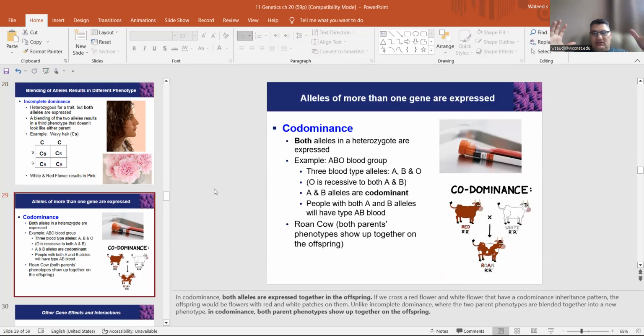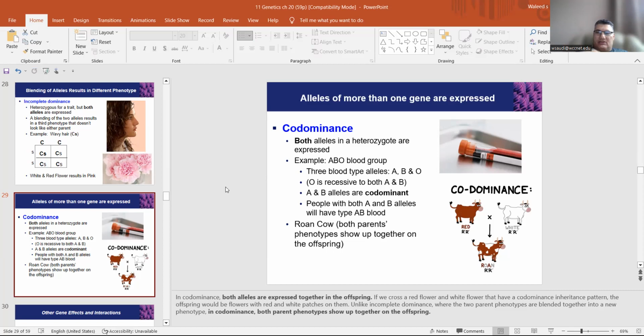Codominance is different. It's not going to mix and show part of this and part of that. No. Codominance, both of them will show up at the same time. No merge. So in this case, codominance, let's say the blood types that we talked about, for example. One is A and one is B. What are you going to get? A or B? Both of them, because both of them are dominant.